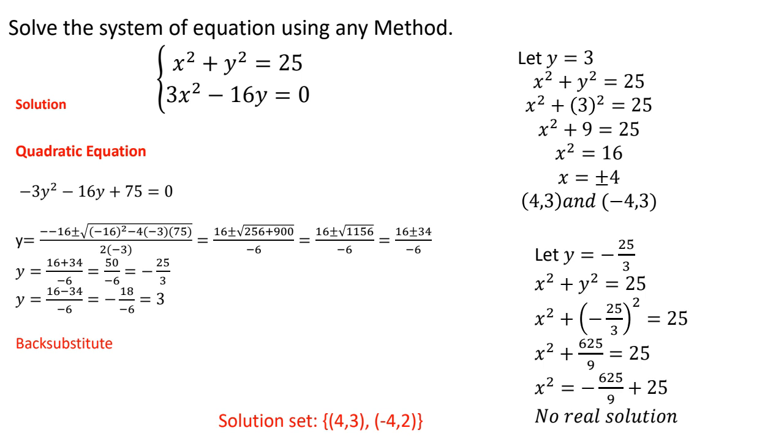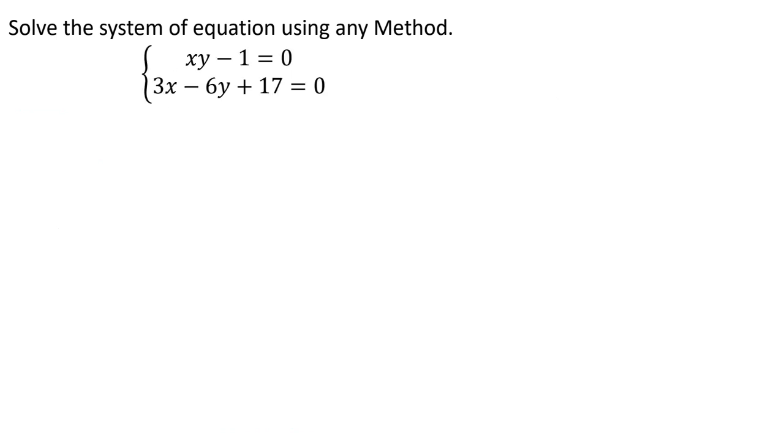All right. Let's try this one. Okay. Ooh, we have x times y minus 1 equals 0. And we have 3x minus 6y plus 17 equals 0.